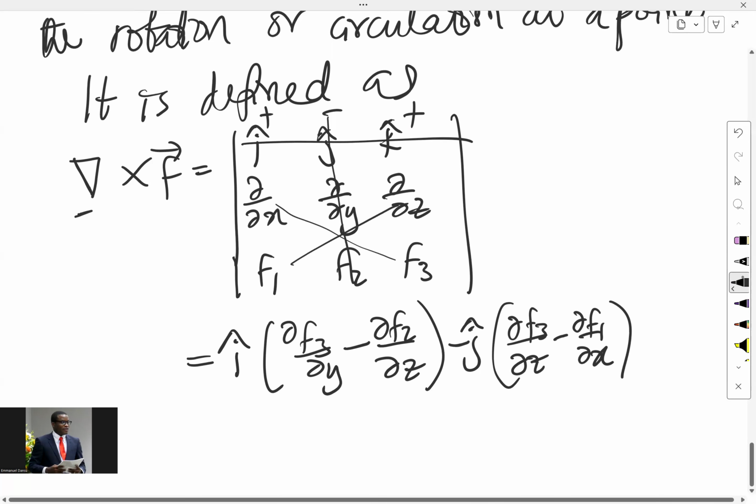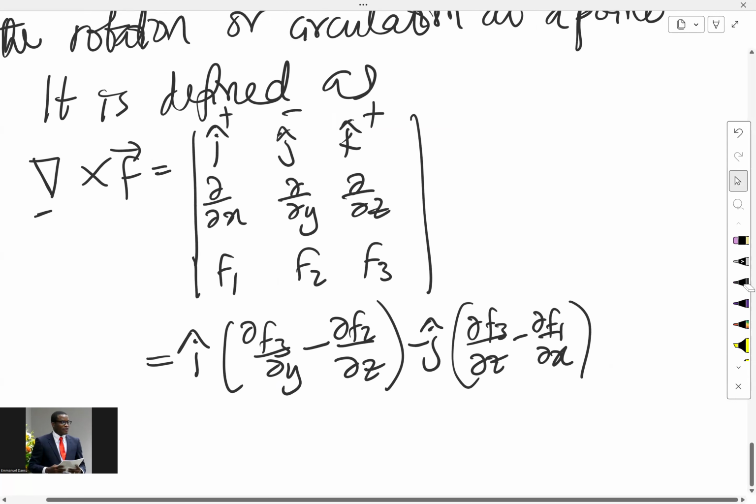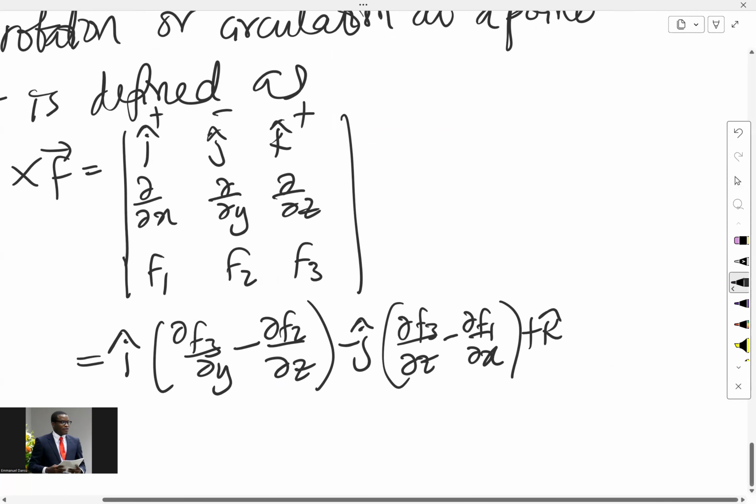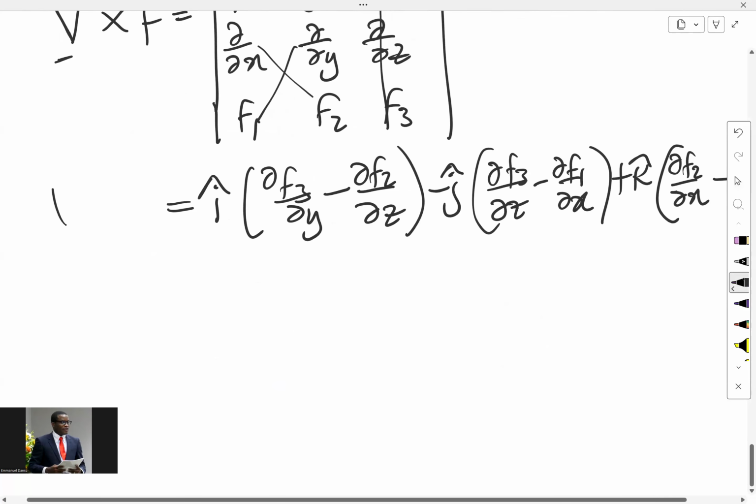And then lastly, if you get rid of all this again, you have plus K, cross the column, cross the row. So that's partial F2 partial X, minus partial F1 partial Y. Okay? So that is this, cross F.